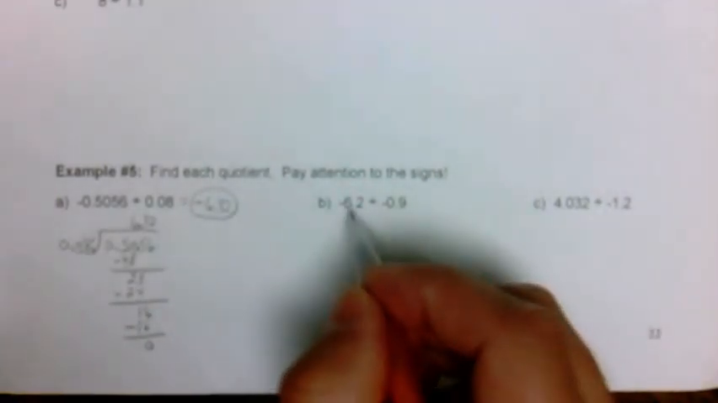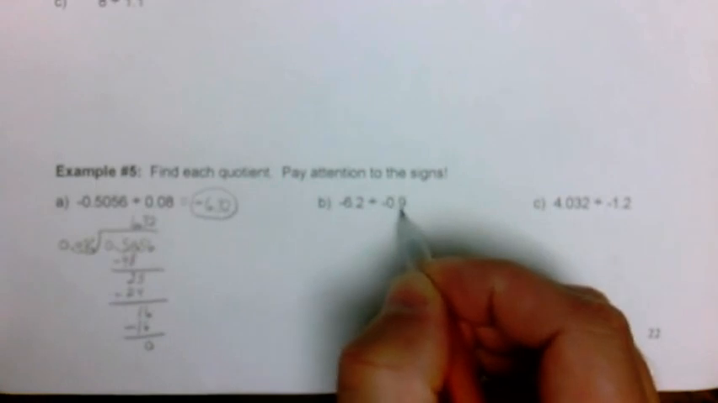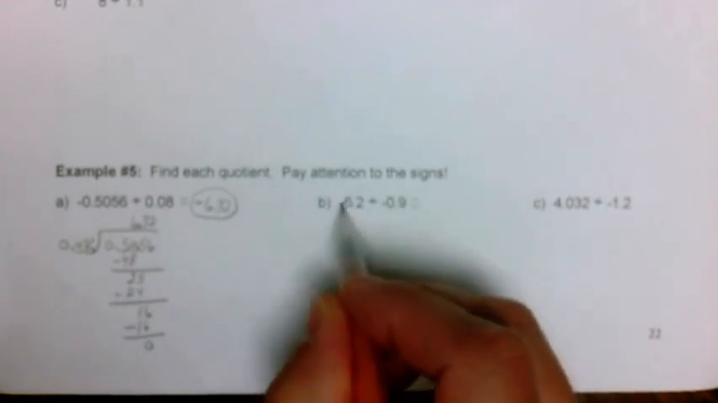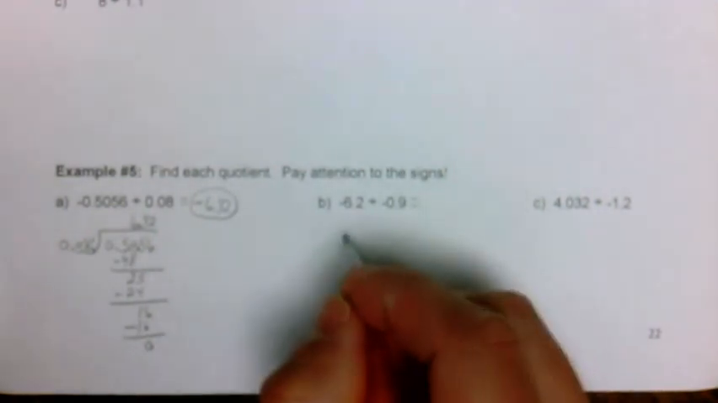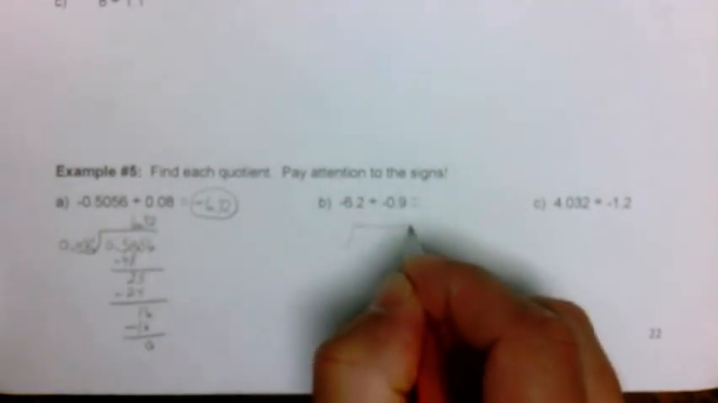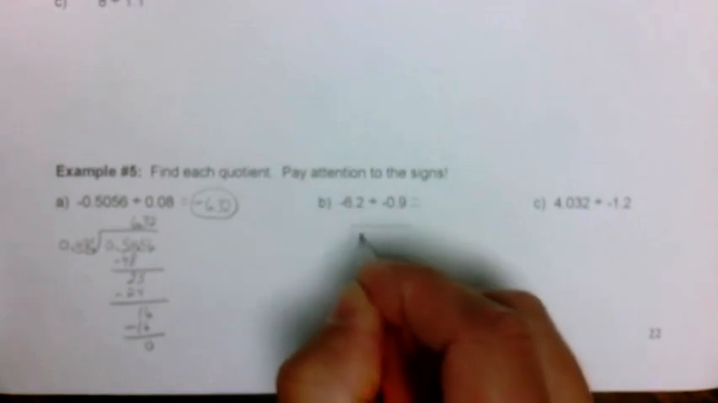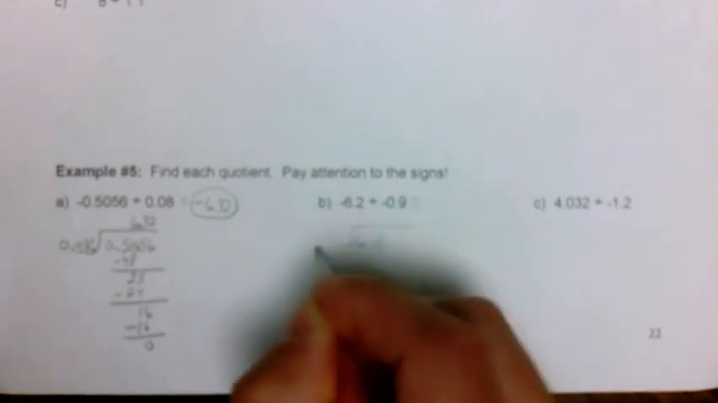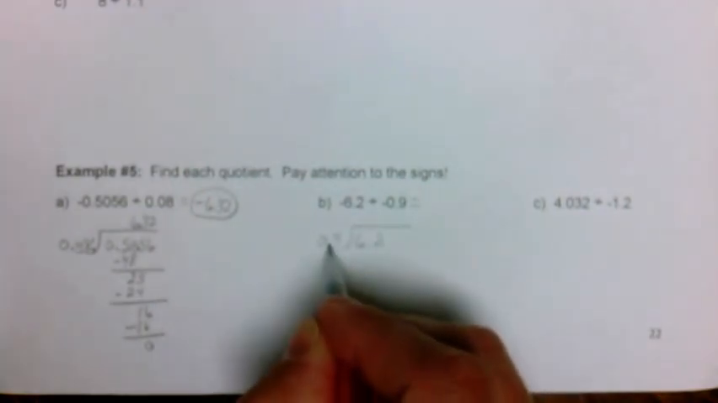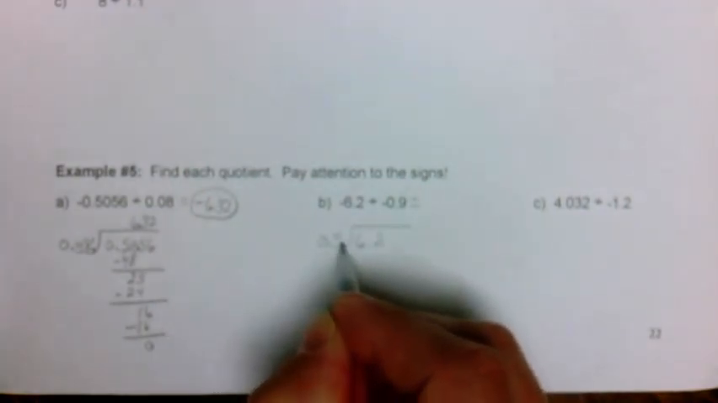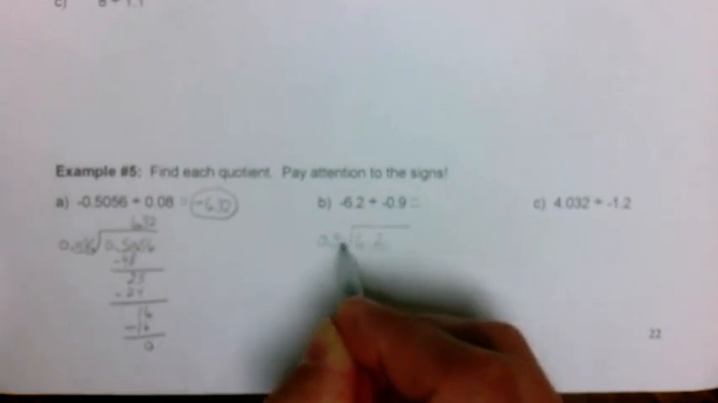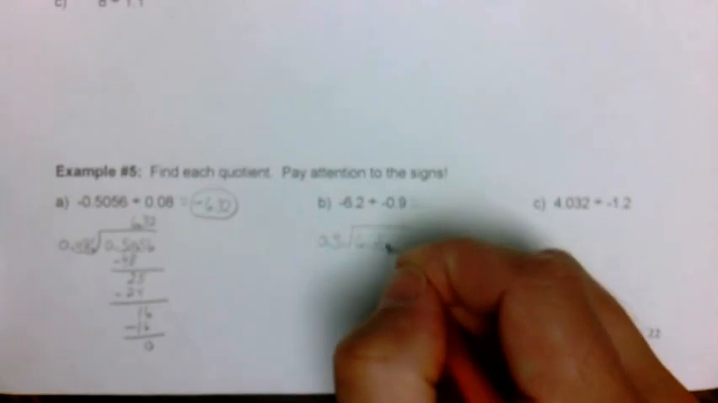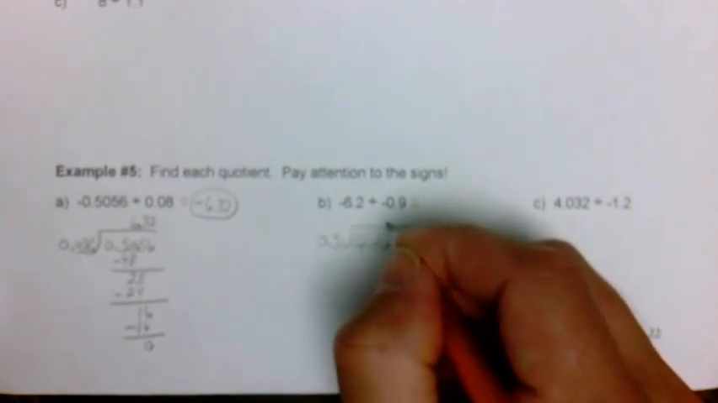In letter B, we have negative 6 and 2/10 divided by negative 9/10. Again, looking at the signs, a negative divided by a negative is going to be a positive quotient. So I'm going to set up my long division. My dividend is going to be this 6 and 2/10. My divisor is the 9/10. And I need this divisor to be whole, so I'm going to move the decimal once to the right, which means I'll do the same thing on the dividend. So I have 62 divided by 9. Decimal's going to come straight up.